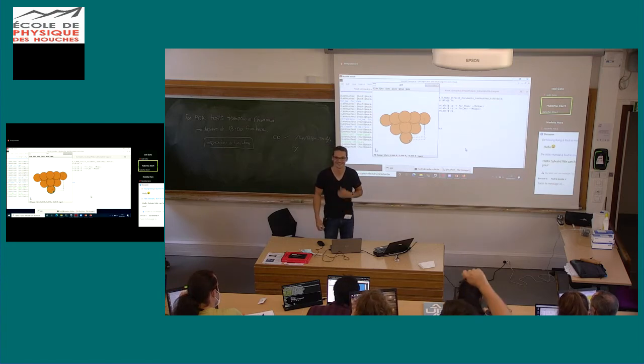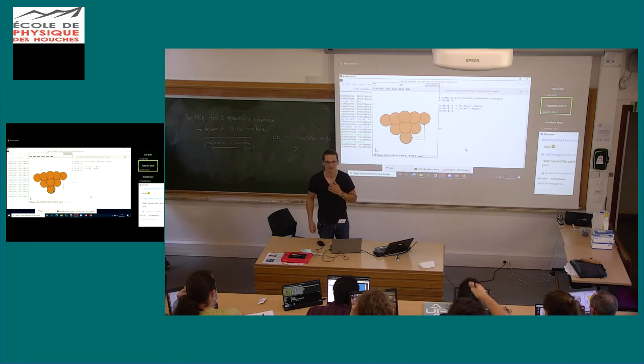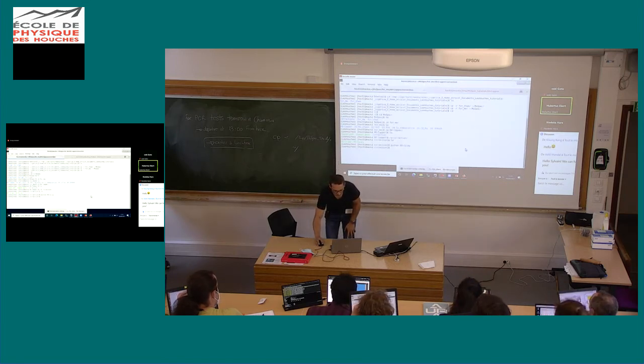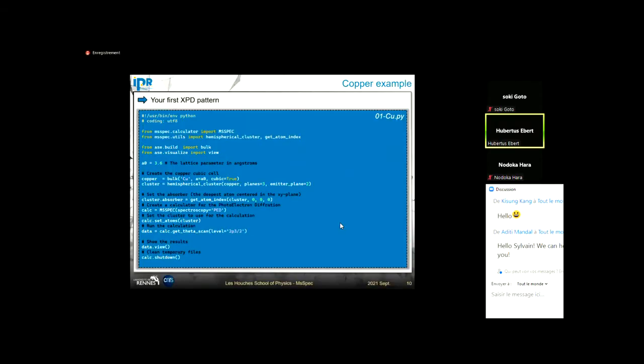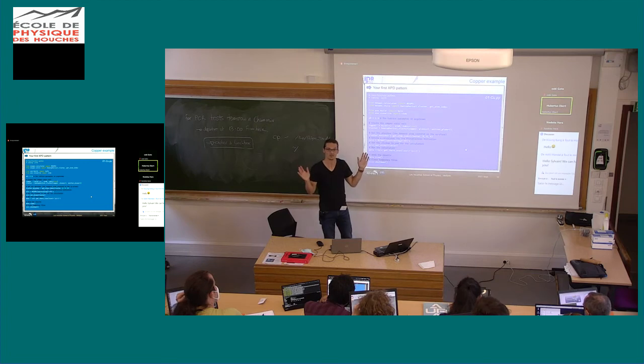Sorry, if I don't have a graphical interface, how can I print the X, Y, Z? You can print the output of that function. If you print the output of that function, this is 5. This is an integer, just the number in the list of the absorber atom.